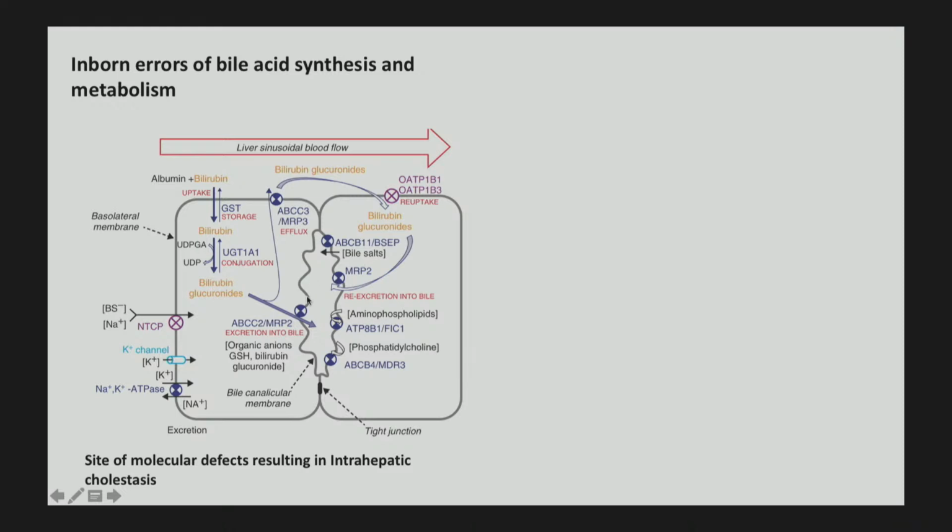Along with this, in order to maintain the integrity of the biliary canaliculus, we need certain phospholipids and proteins, which are aminophospholipids and phosphatidylcholine. ATP8B1 and ABCB4 are the genes involved in maintaining the integrity and in transcription of these proteins. For our presentation today, the genes mainly involved are ABCB11, ATP8B1, and ABCB4.